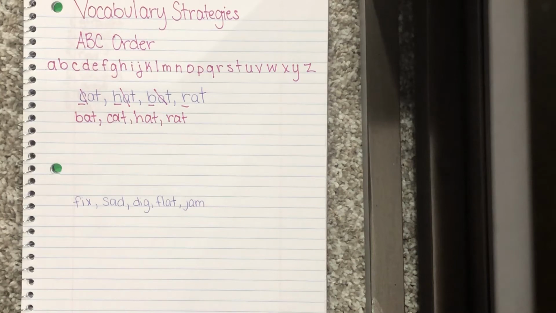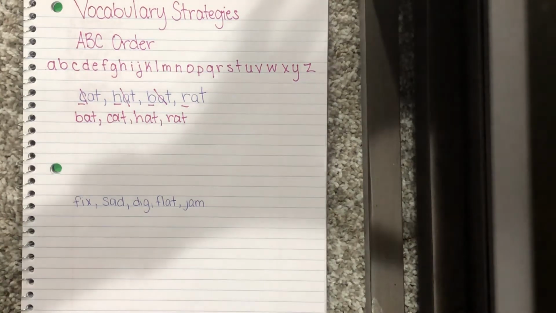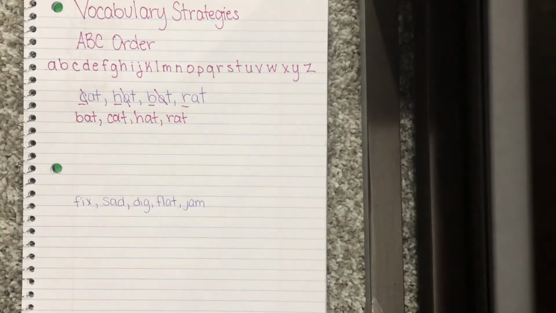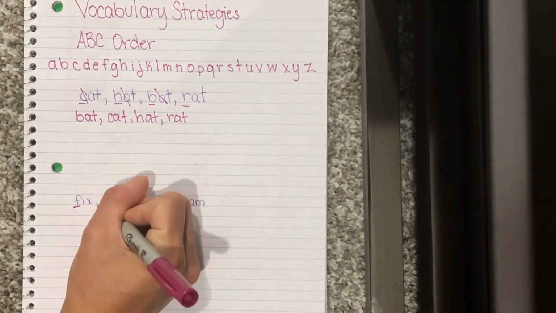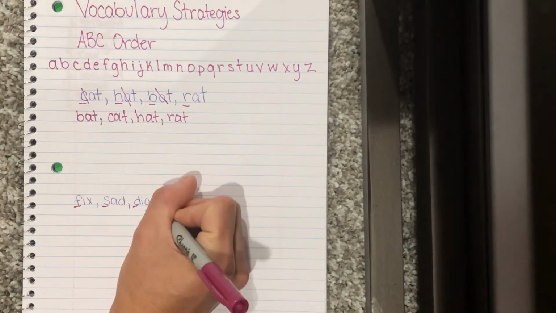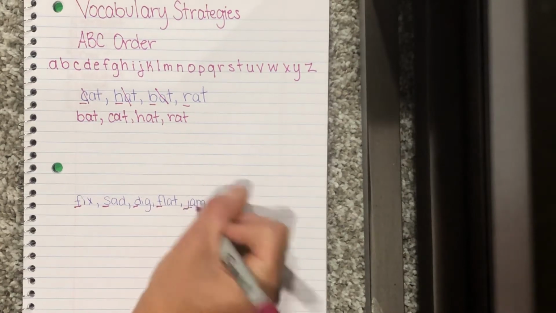But sometimes, second graders, you will have 2 words, maybe more than 2 words, that have the same first letter. That is when you look at the second letter. So I have that example right down here. I wrote down fix, sad, dig, flat, and jam. So I'll always still look at the first letter. F, S, D, F, and J.